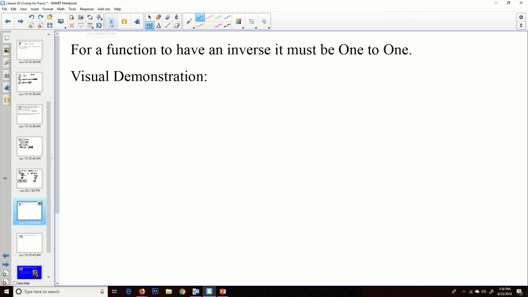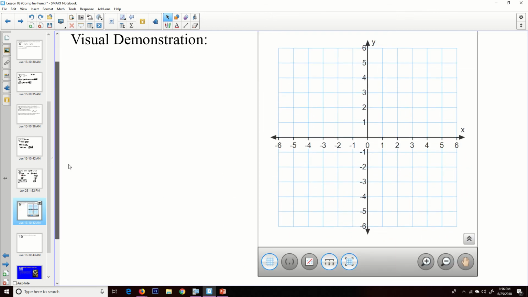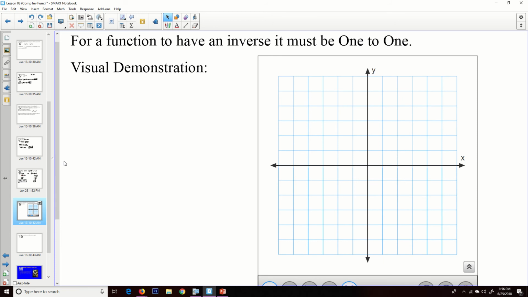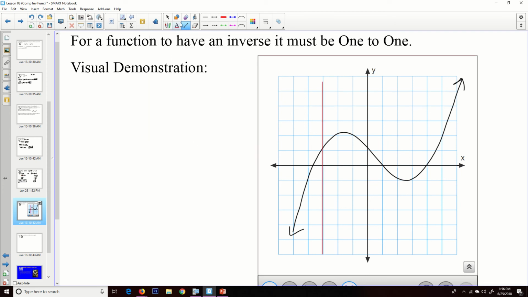Well, if I pull up a simple Cartesian graph, and let's get rid of these numbers, we don't really need those. For a function to be one-to-one, first, to be a function, it has to pass a vertical line test. So if I grab a red vertical line, and make it a little less thick, okay, here's a vertical red line.